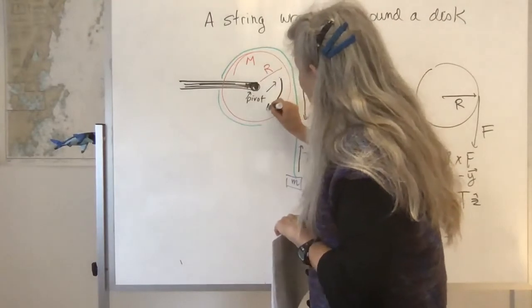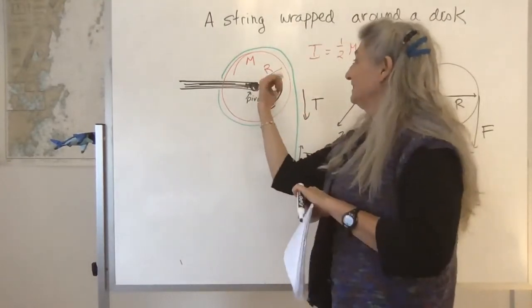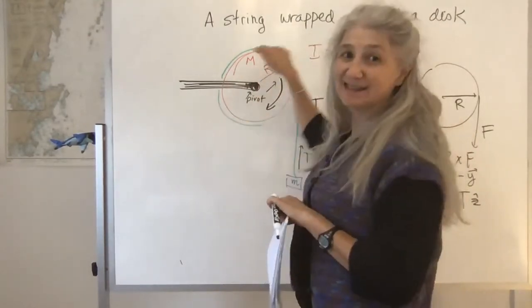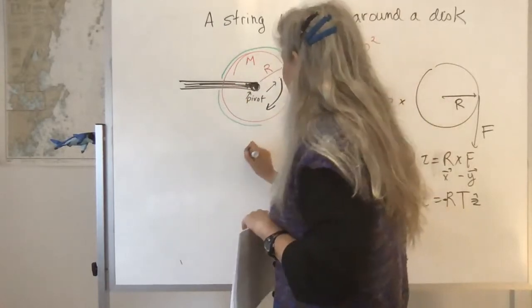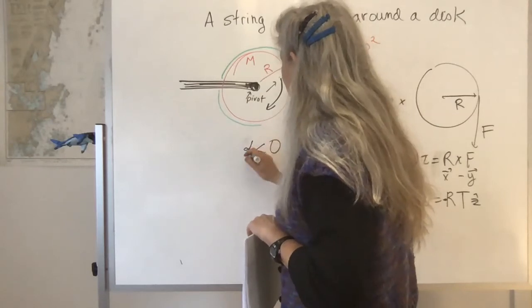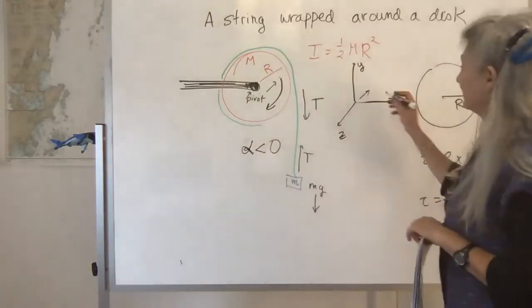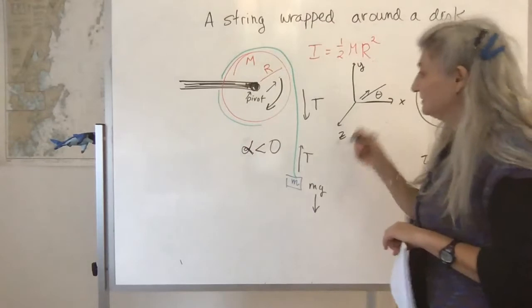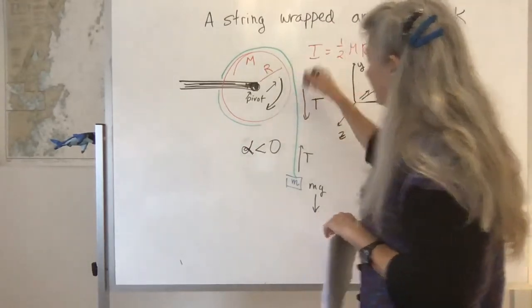And that's good because we're expecting the angular acceleration to pull the disk down, right? So alpha is going to be less than 0 in this coordinate system where we have an angle theta. So this is clockwise.